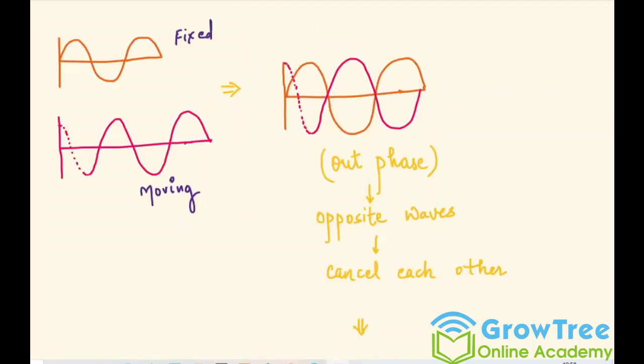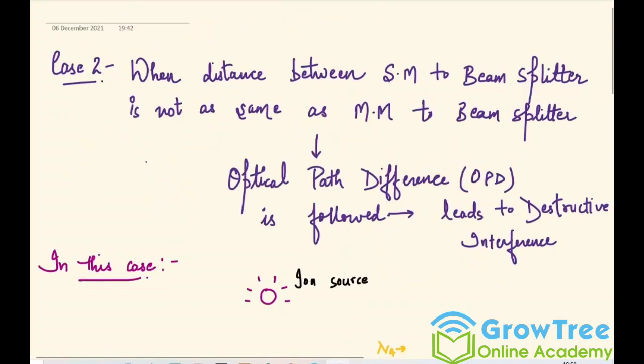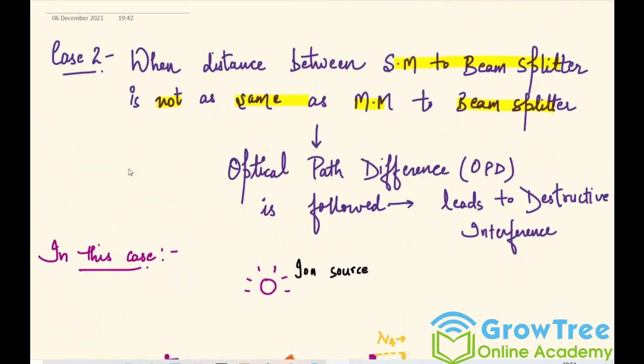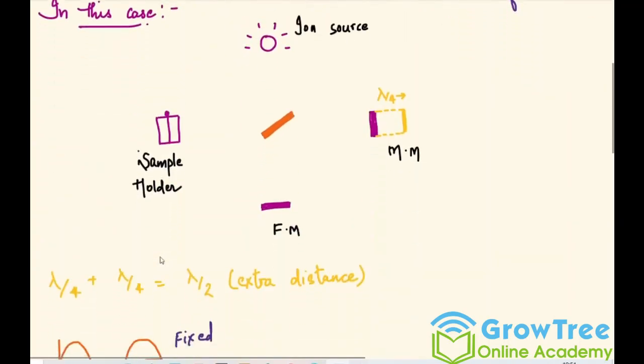Let's look at case 2. Case 2 is when the distance between the stationary mirror and beam splitter is not the same as between the moving mirror and beam splitter. So in this case, optical path difference is followed, which is known as OPD, and this leads to destructive interference. Let's understand this with an illustration. Here we have the IR source, fixed mirror, moving mirror and sample holder. In between we have the beam splitter. Let's say we have moved the moving mirror by a distance of lambda by 4. Lambda, as we know, is the wavelength of the light.